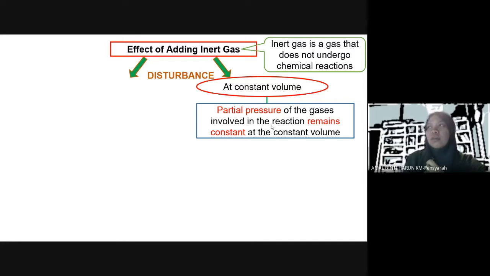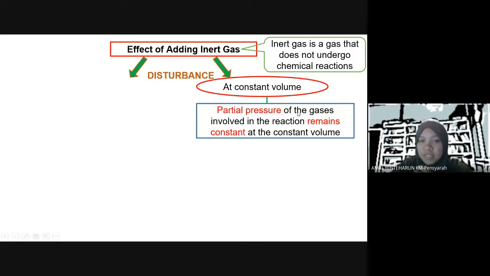Kalau concentration dengan pressure, temperature, student okay. Tapi kalau adding inert gas at constant volume ni, banyak student tertukar-tukar, pening. Patutnya shift ke kanan, nanti student akan jawab shift ke kiri. Okay. Kalau adding inert gas at constant volume, partial pressure of the gases involved in the reaction remain constant at constant volume.